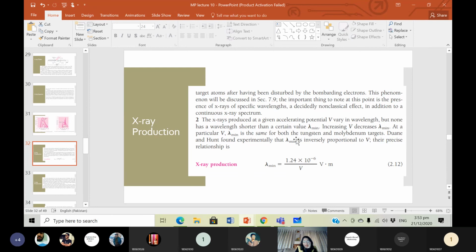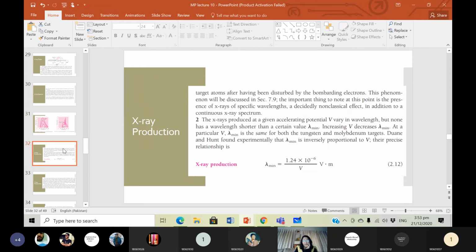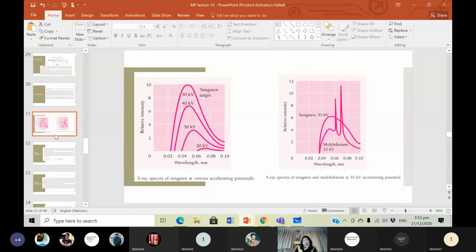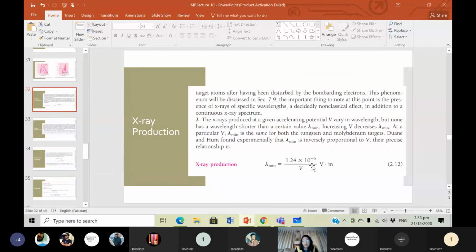So lambda minimum will be given by this formula, where it's inversely proportional. The minimum wavelength is inversely proportional to the voltage that is being applied, the accelerating voltage, the accelerating potential. And it's given by this 1.24 times 10 raised to power minus 6 volt meters, which is the inverse proportionality constant.